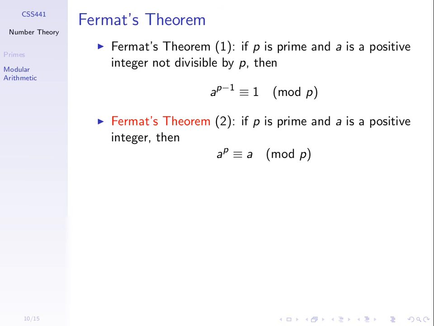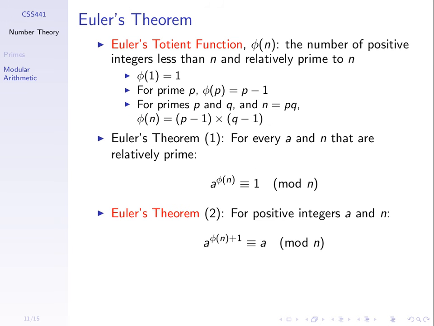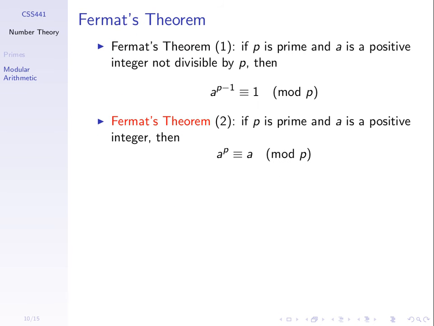The first one's Fermat's theorem, and the second one's Euler's theorem. Euler, from Euler's totient function. And Fermat's theorem comes in two forms. Let's focus on the second form. It's the same theorem but just stated in different ways. We'll just use the second form.